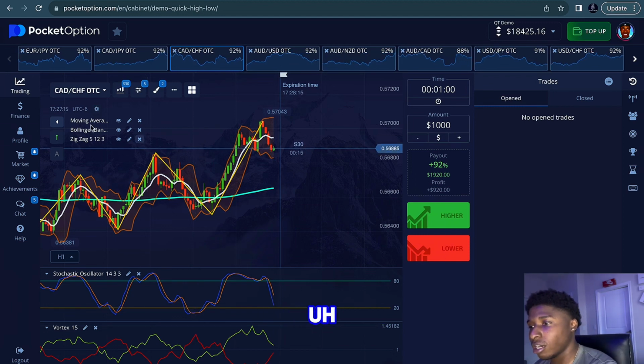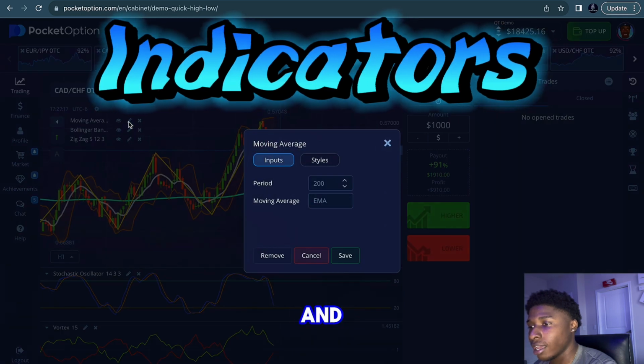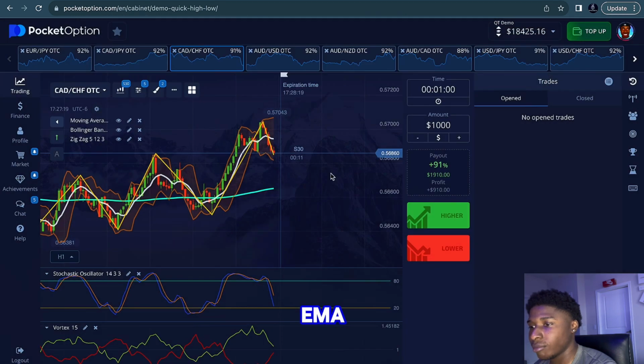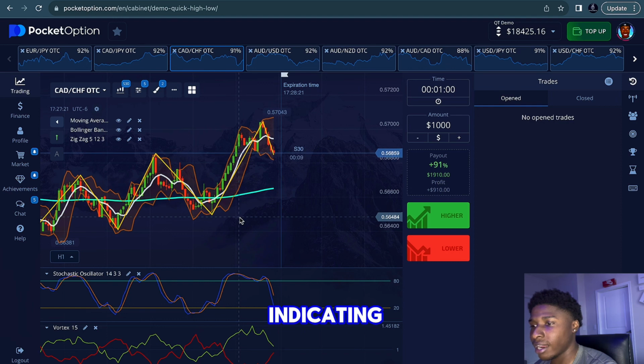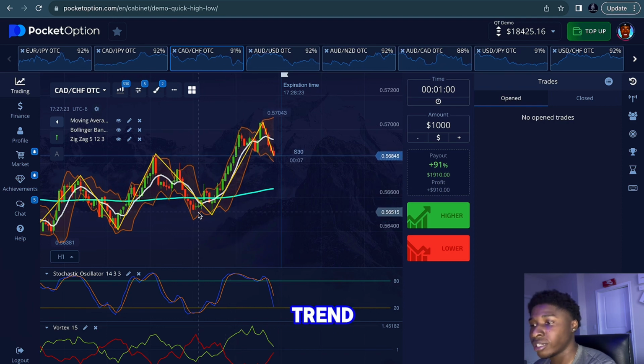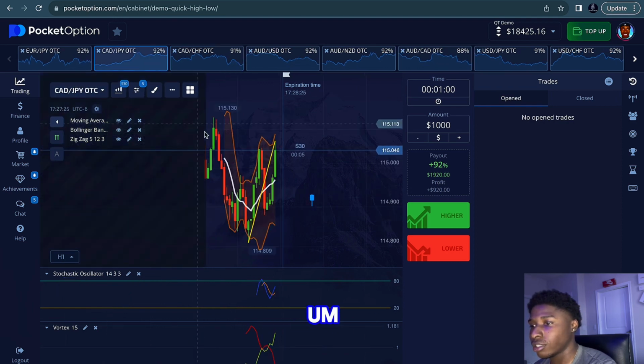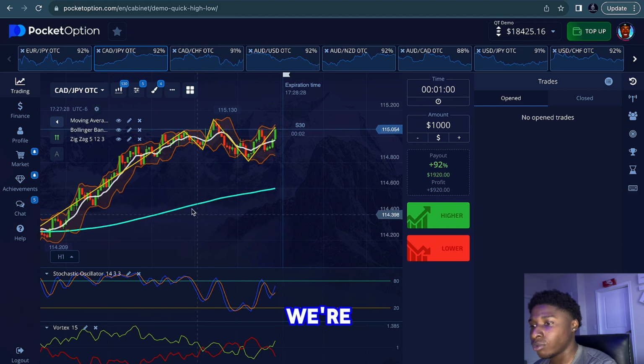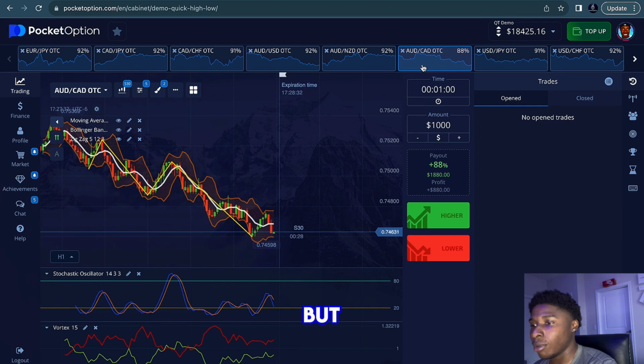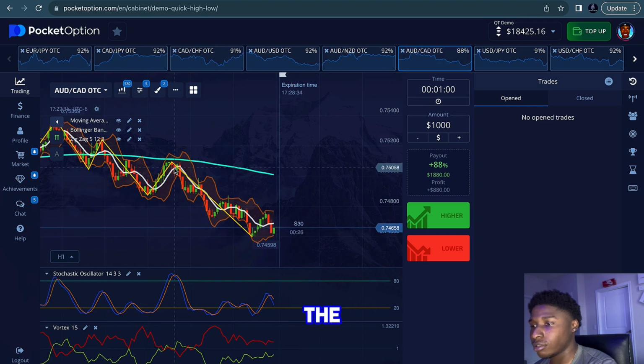We have the moving average right here, guys. My moving average is a 200 EMA, and that is this blue line, indicating that if we're above it, we're on an uptrend. If we go to a different chart, CAD JPY, we're above it, so we're on an uptrend. You can obviously tell that that's an uptrend. But right here we are under the 200 moving average, so that means we're on a downtrend.